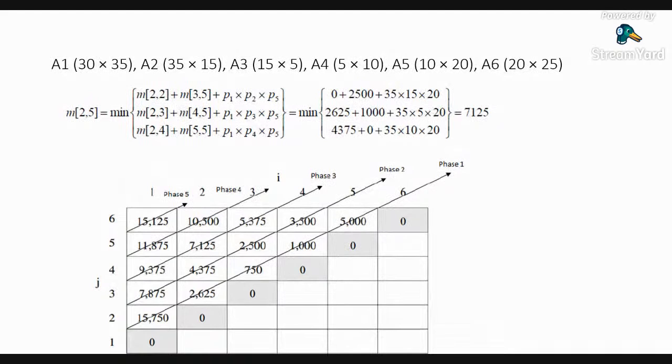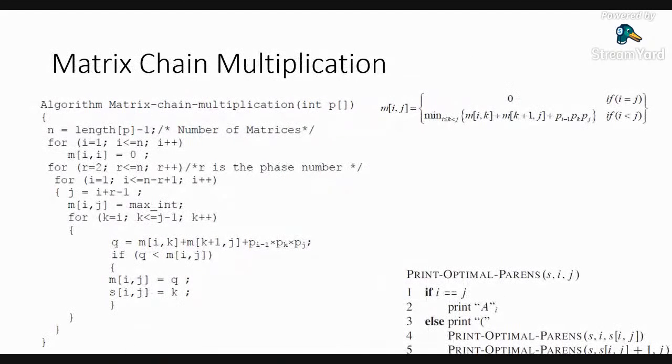If it is k, then it is starting from k plus 1. So 2, then it is starting from 3. Then if it is 3, then it is starting from 4. If it is 4, then it is starting from 5. And here you can notice this is P(i-1), Pk and Pj.